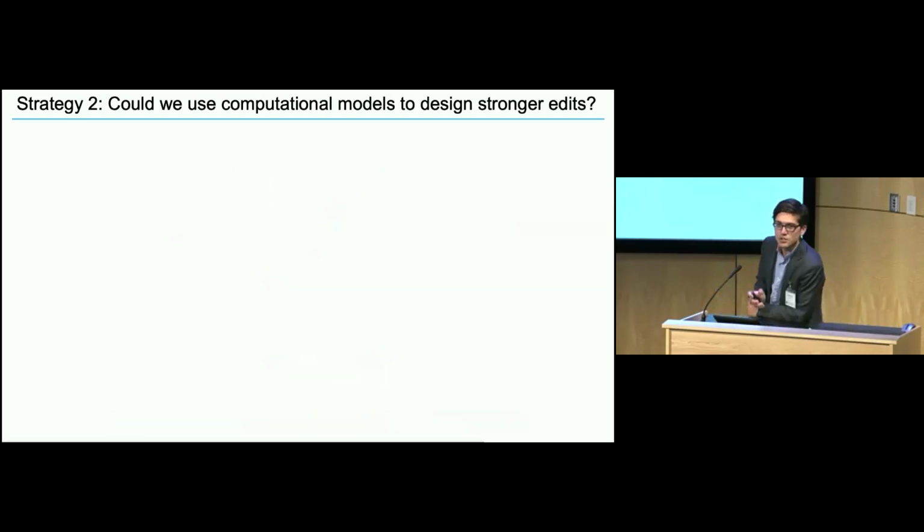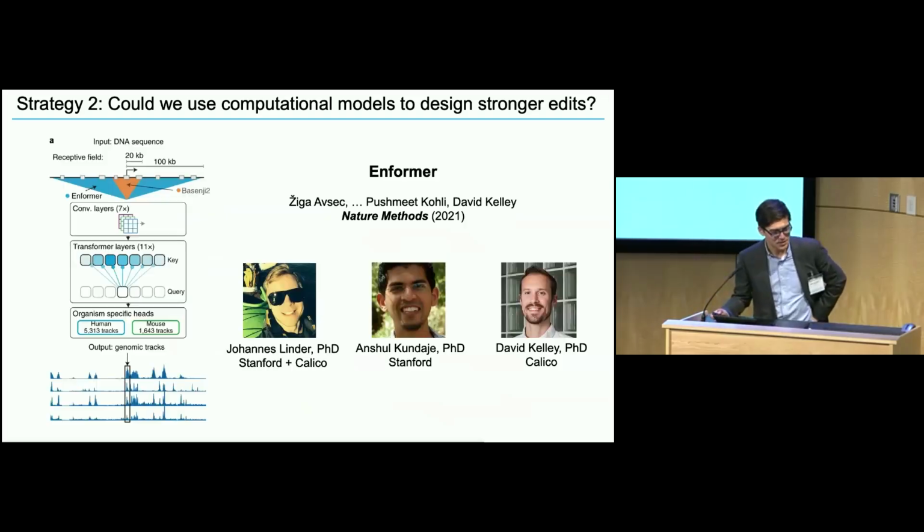So we explored a second strategy, which was to leverage computational models to design stronger edits than we could trivially think of ourselves. In this particular analysis, I'm going to show you work that was done using the Enformer model developed by Žiga Avsec and David Kelley at Calico. This was work by Johannes Linder, who at the time was a postdoc in Anshul's lab and then moved on to Calico himself. The idea behind this model is that it uses a few hundred kilobases of DNA sequence to predict different measurements around the promoter.